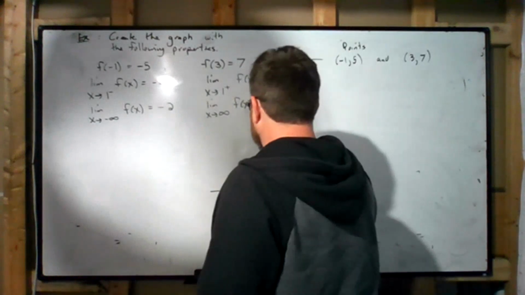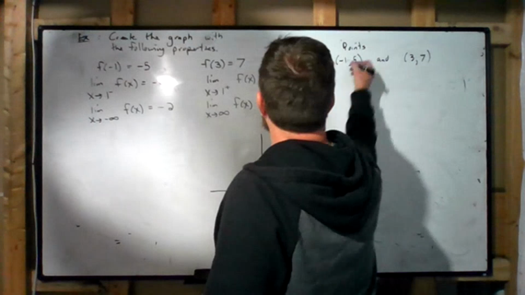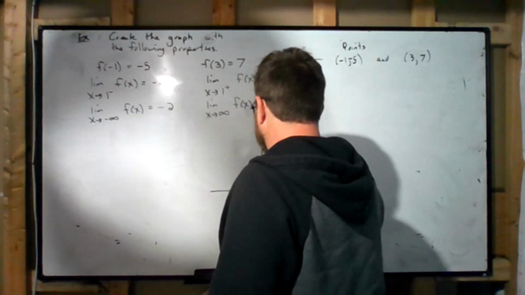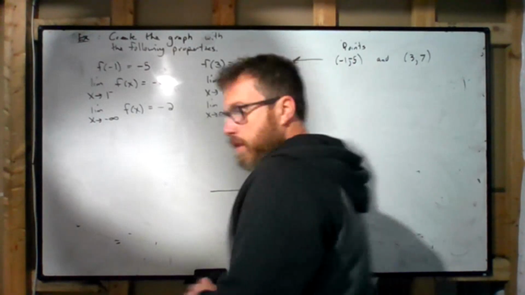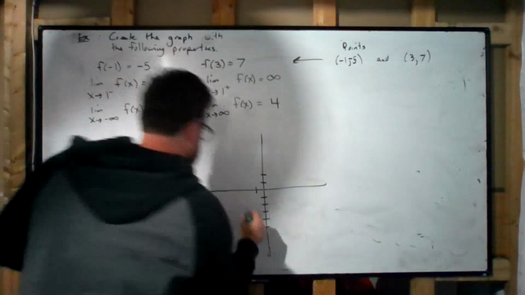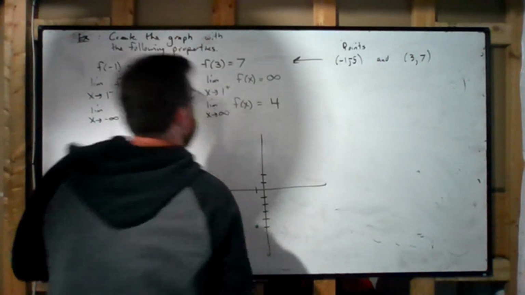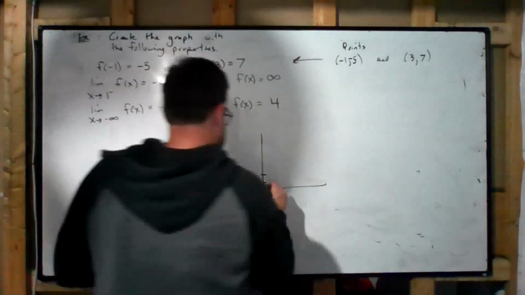So far in my graph, I have -1, 1, 2, -5, 1, 2, 3, 4, 5. So it goes through -1, -5, and it goes through 3, 7.